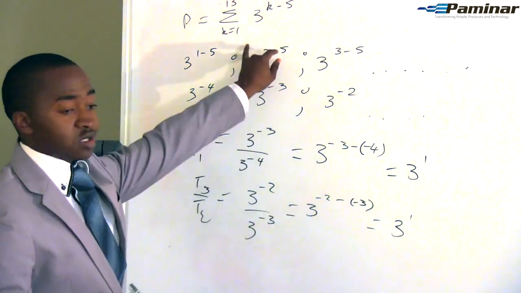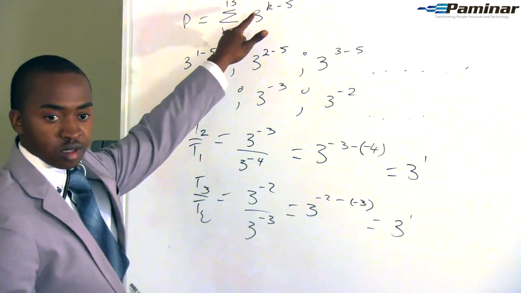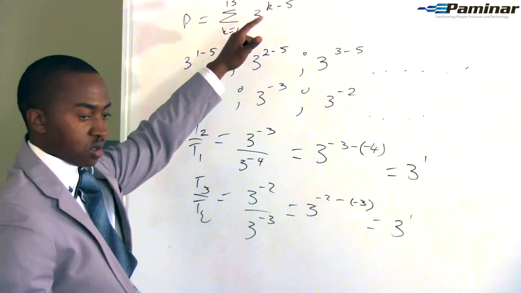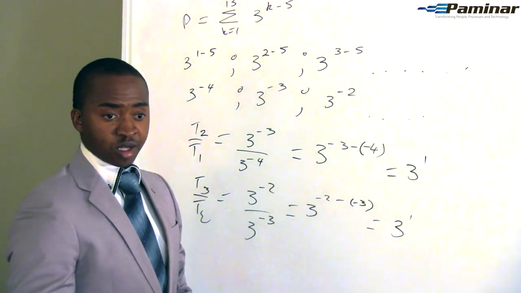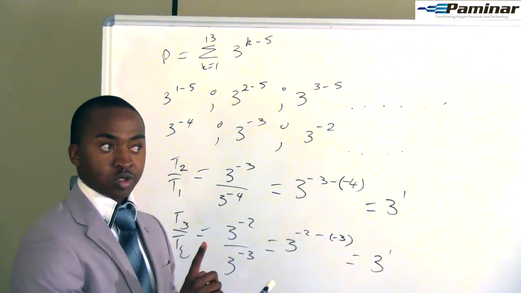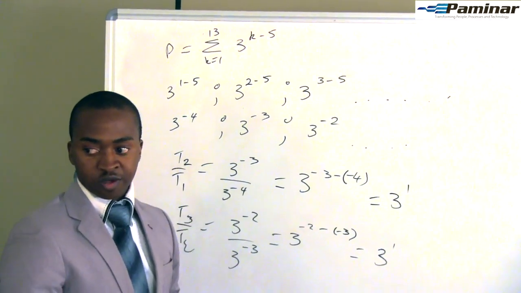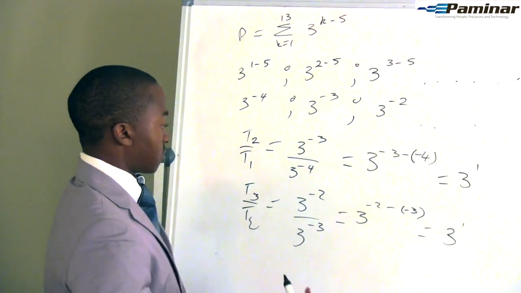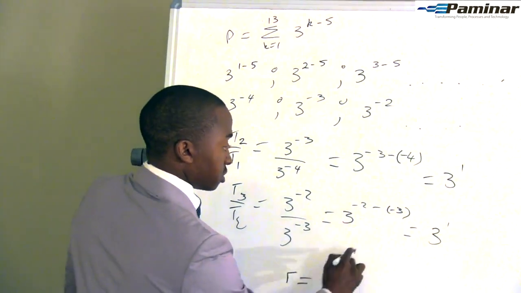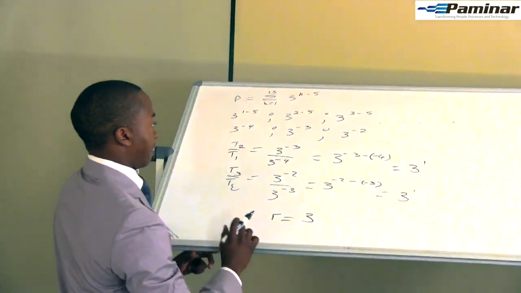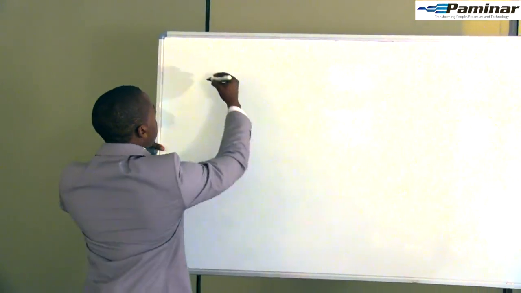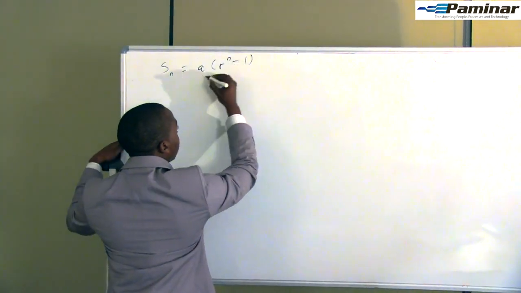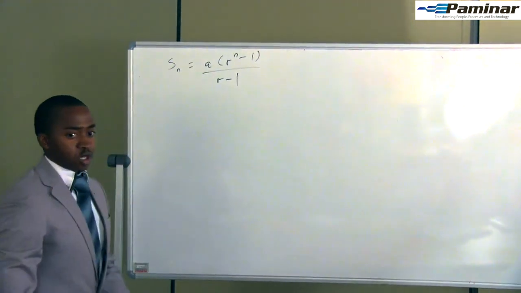Okay, and what are they asking us to find? The sum. This stands for the summation of all the terms from 1 up to 13. So we're going to use the formula for summation, but then we're going to use the geometric summation formula. Okay, then working with that, we know that our r, which is our common ratio, is 3. And the formula to use for summation is a(r^n minus 1) over r minus 1.